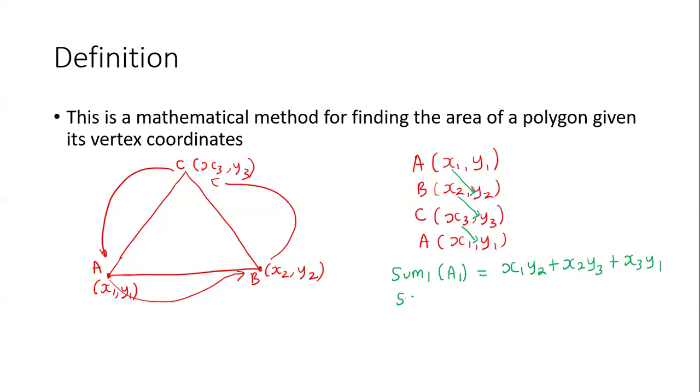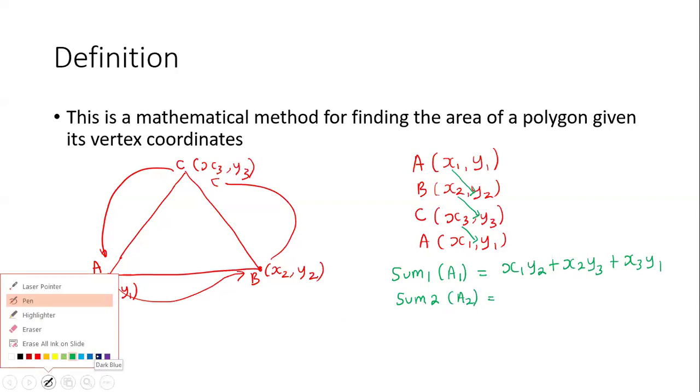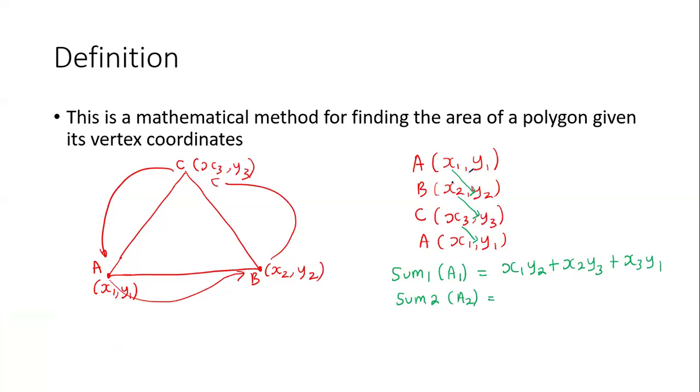Then I'll have the second sum, which is sum 2, which I can call A2. A2 is going to be, I go back and do the same: x2 times y1, plus x3 times y2, plus x1 times y3.